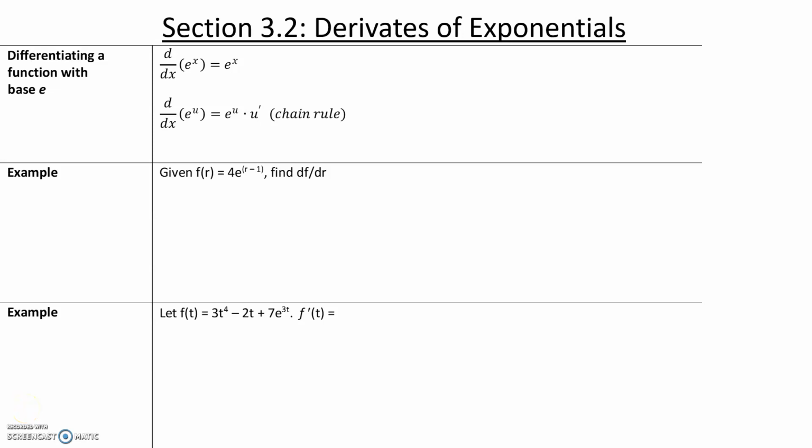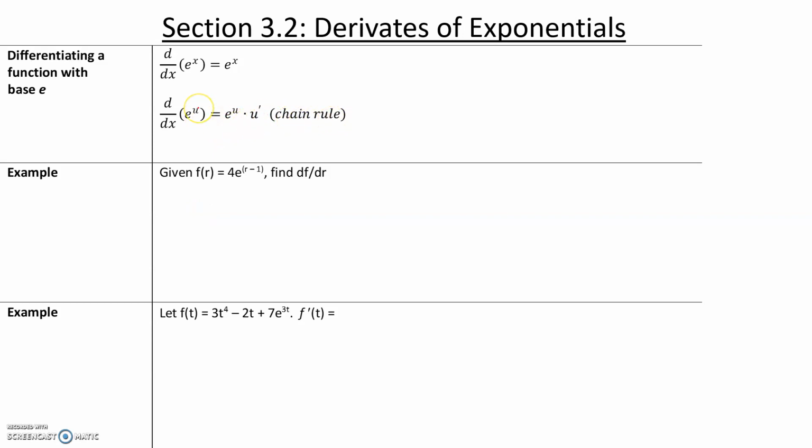In this section, we will be introduced to derivatives of exponentials. First off, the derivative with respect to x of e to the x, so d/dx of e to the x, just equals e to the x. Simple as it gets. But if we have d/dx of any other term besides x, so any expression other than x, so if you have d/dx of e to the u, then it equals e to the u times u prime. You have to use the chain rule.